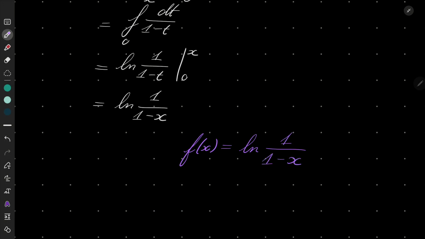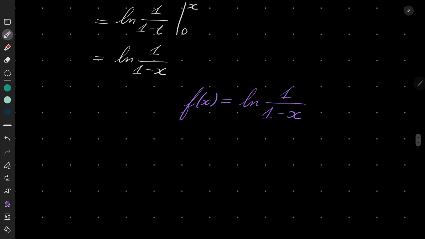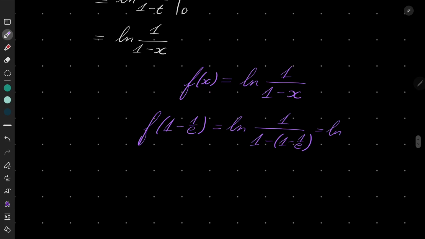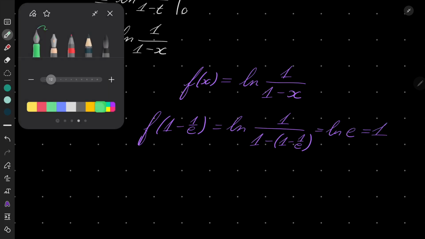Again, if you happen to know the Taylor series of this function, this problem is almost trivial. You get this result from the beginning. And what we now want to do is just plug in 1 minus 1 over e. And if we do it, we get natural log of 1 over 1 minus (1 minus 1 over e). And it's just 1 over 1 over e, so it's natural log of e, and it's 1. And we have our answer.